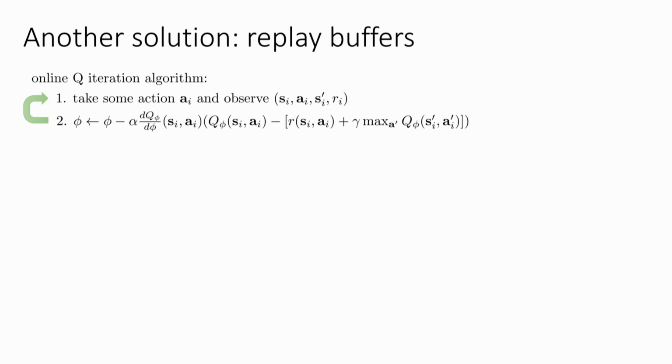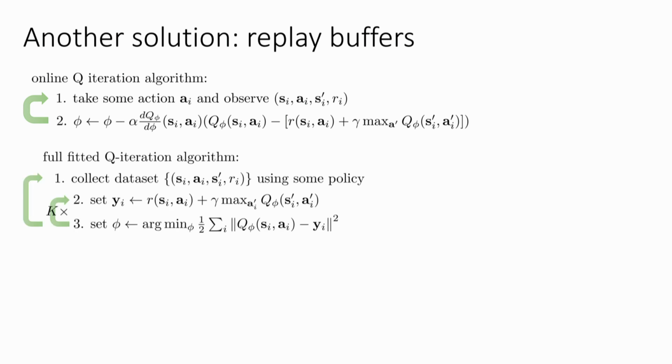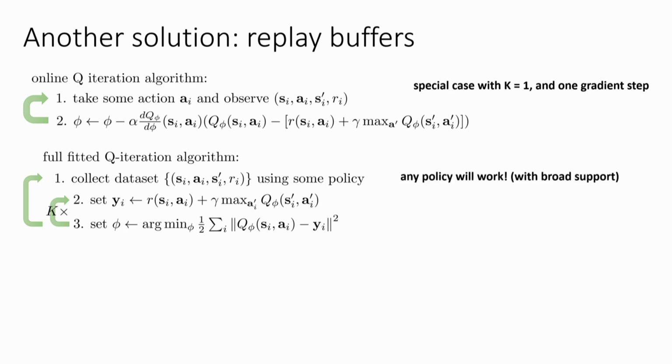So here's what we can do. It's called a replay buffer. Here's the basic principle. If we go back for a minute to the fitted Q iteration algorithm, which is what we initially derived, and then our online Q-learning is basically a special case of this. Let's think a little bit about step one in the fitted Q iteration algorithm. Step one says collect a data set using some policy. It doesn't have to be your latest policy. It can be an older policy. And of course, the online Q-learning is a special case. So any policy will work.